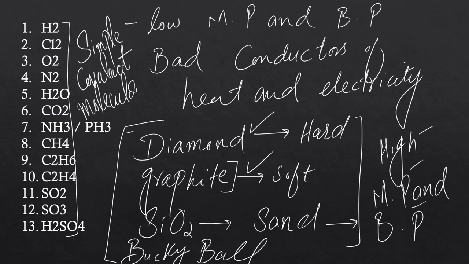Now the important thing is you people have to memorize the similarity among these structures: diamond, graphite, SiO2, and buckyball. What is the similarity among all? They all are covalent in nature. So what are the differences between them? You people have to check these answers, and you will explain these answers in my comment box.